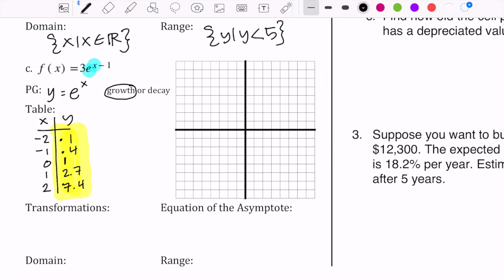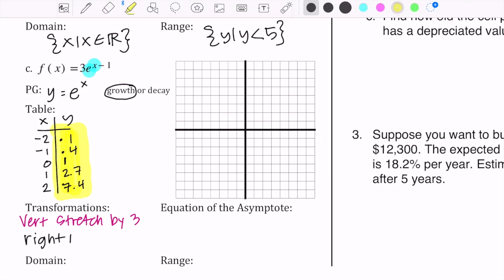Okay, let's see, transformations. So the ones that we're going to take care of on the table are the vertical stretch by 3. And then the one we're going to do on the graph is just going to be right 1. And again, the reason it's right 1 is because it is up here in the exponent. If it was down 1, it would have been written like that. So it's not down 1, it's going to be right 1.